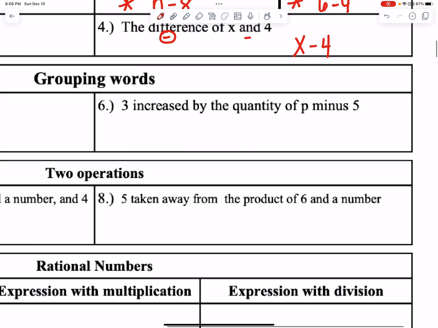All right, the next one, we have 3 increased by. I know that that's going to mean add. We're just increasing. Quantity is a word that means parentheses. So we have the quantity of p minus 5. There's no switch word there. And so we end up with 3 increased by the quantity of p minus 5.